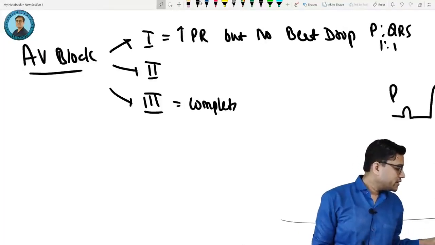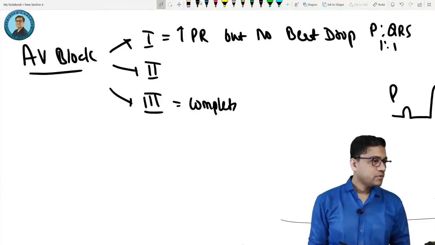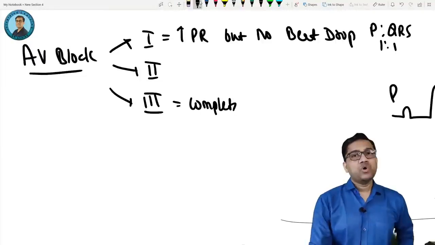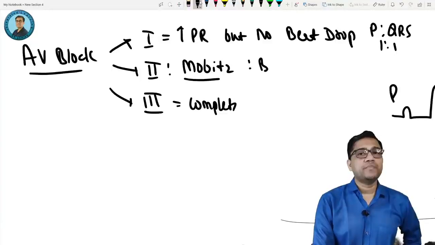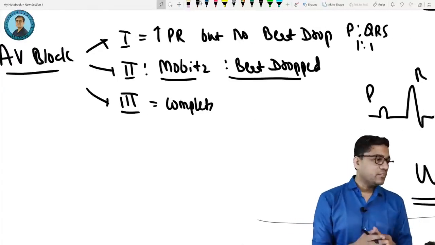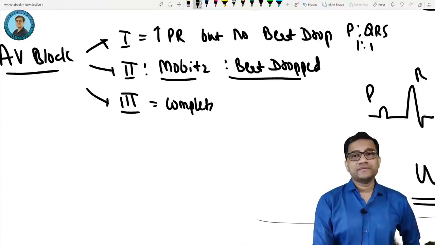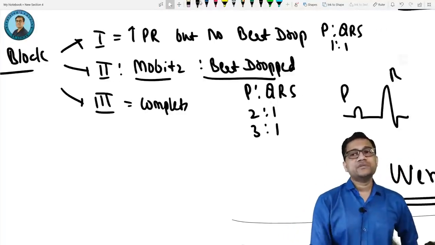So what is AV block 1? Okay. Fine. So that's the case. In this case, it is what? There is Mobitz. What happens? The beat is dropped. Are you clear? So in this, the beat is dropped. So what happens? The P by QRS is either 2:1 or 3:1. Are you clear now? So that is Mobitz 2.